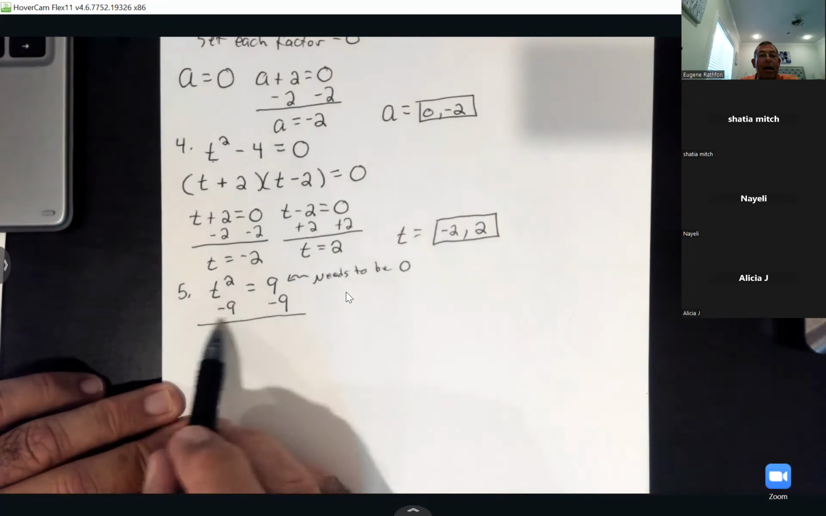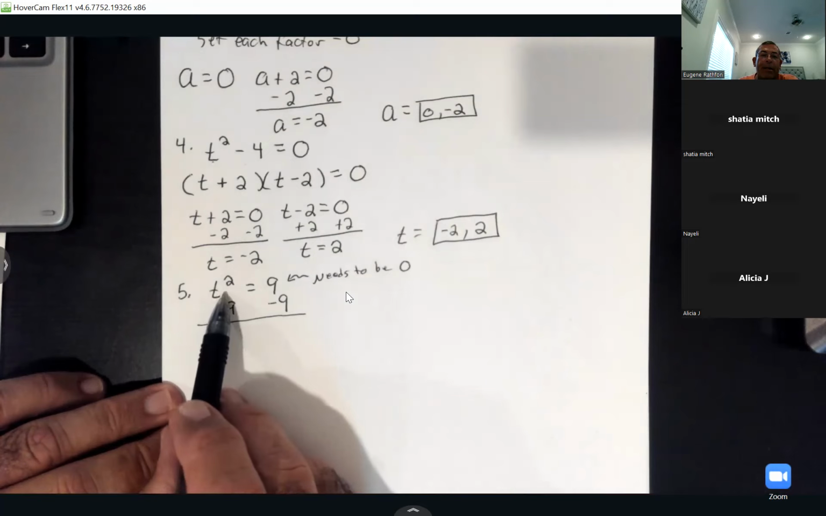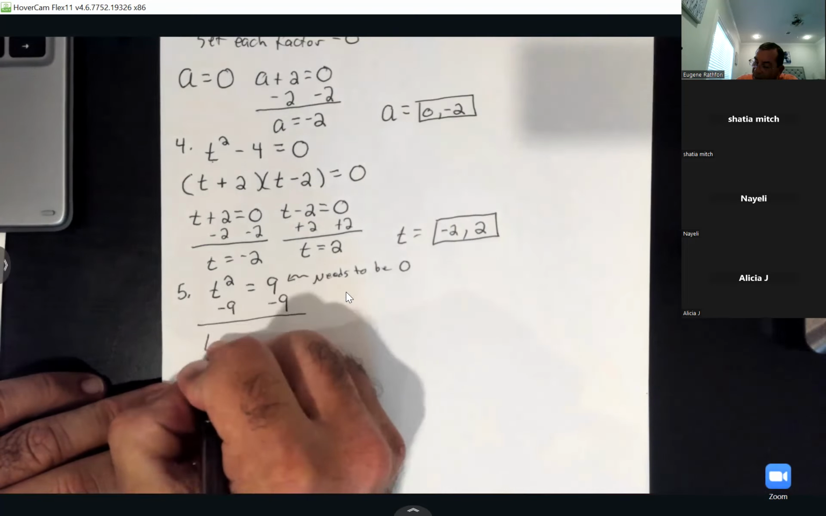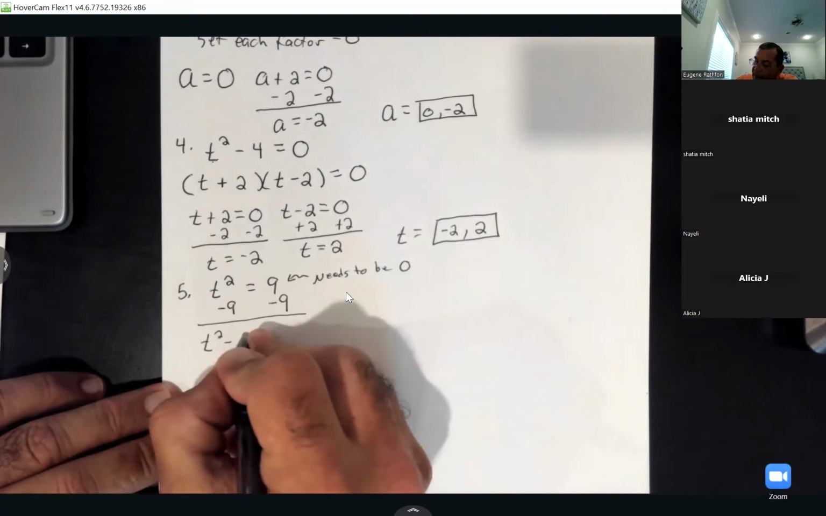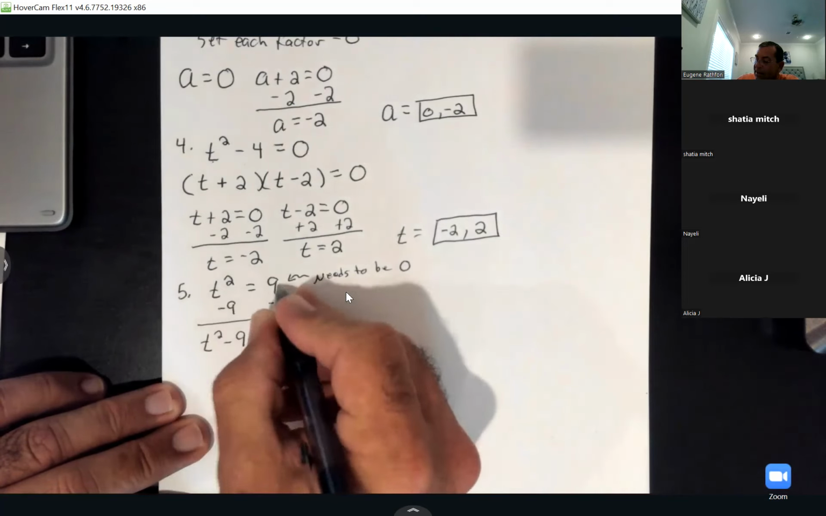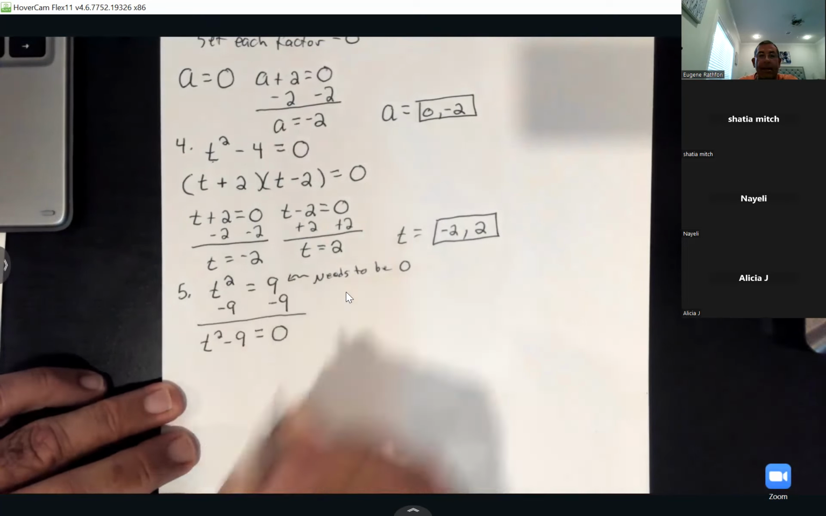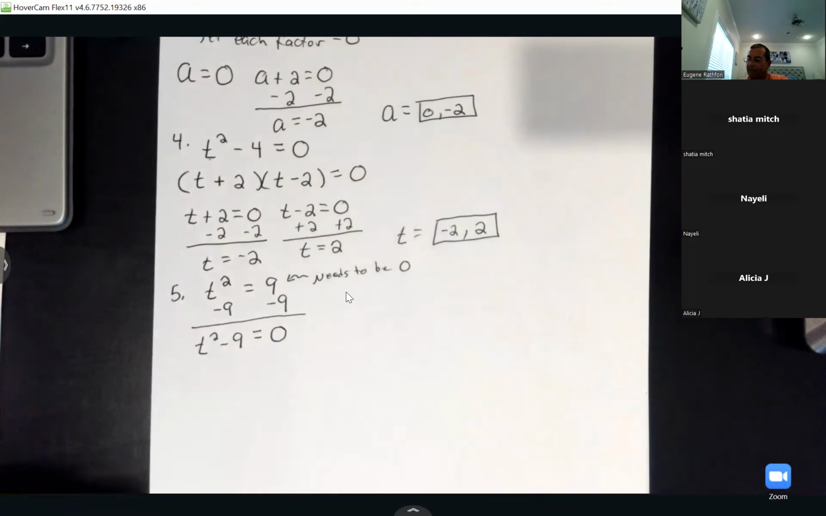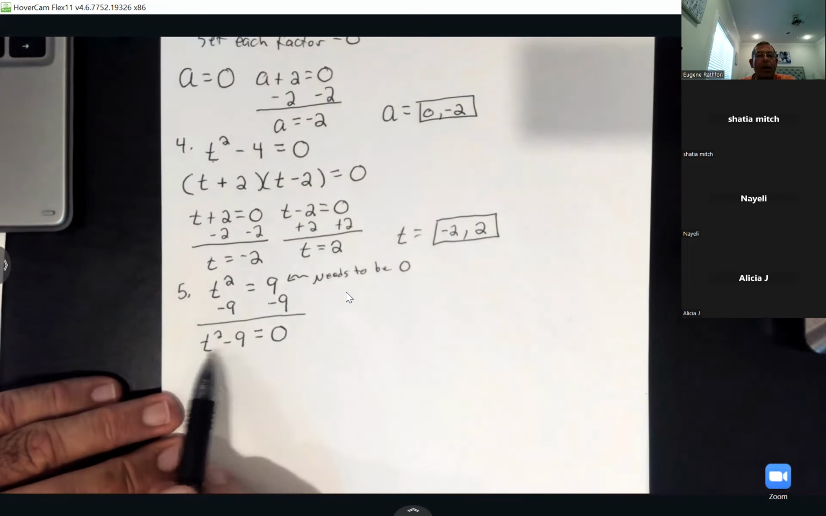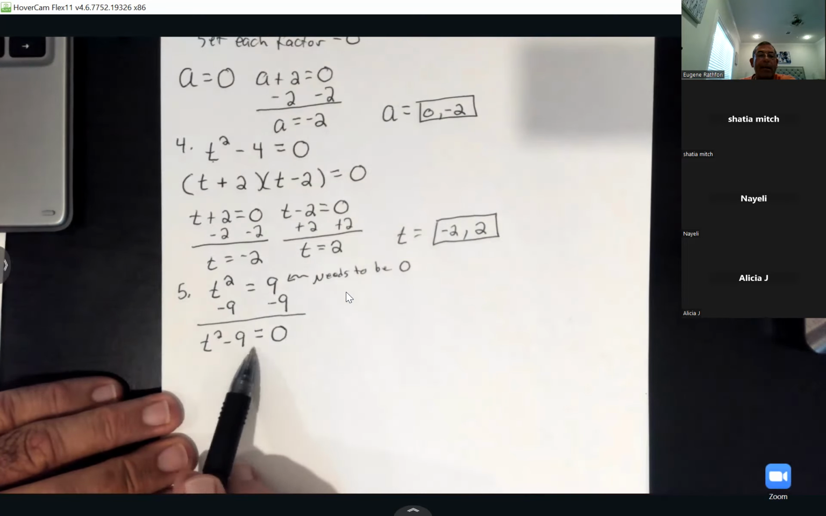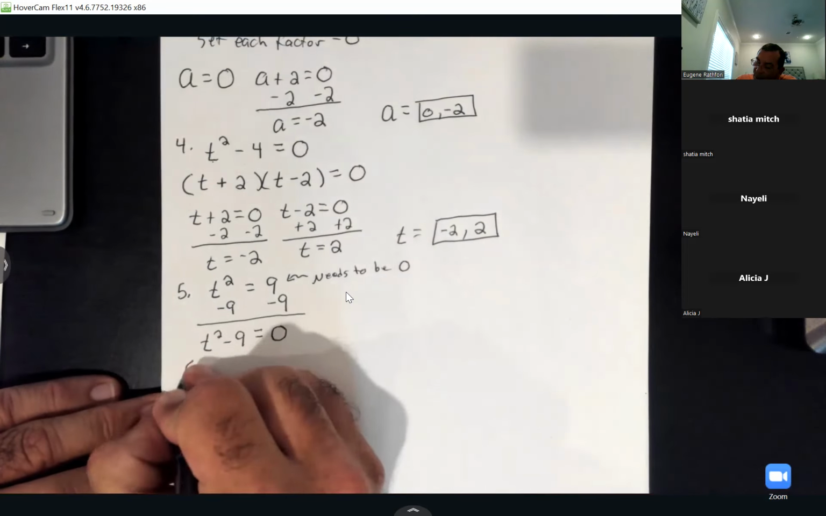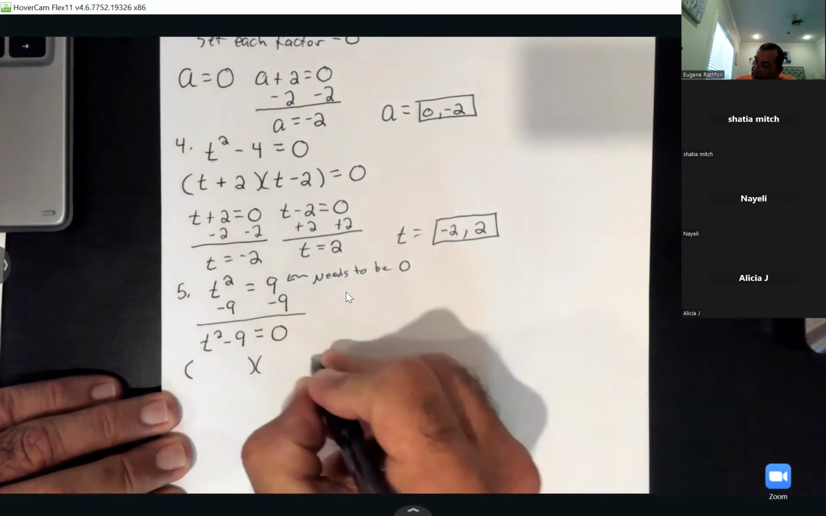So y'all, these are not like terms, so I'm going to put them in descending order. I'm going to do my t squared minus 9. On the right side, those cancel, giving me a 0. There's no GCF between a t and a 9. So y'all, we're going to go right into factoring that.